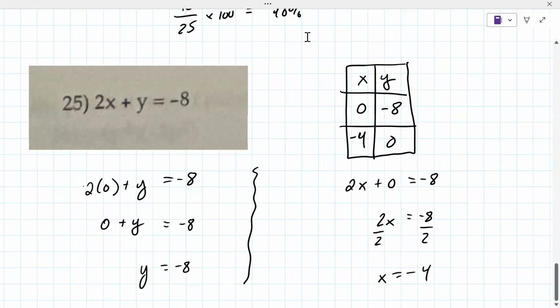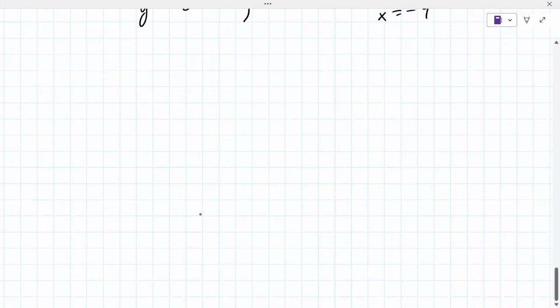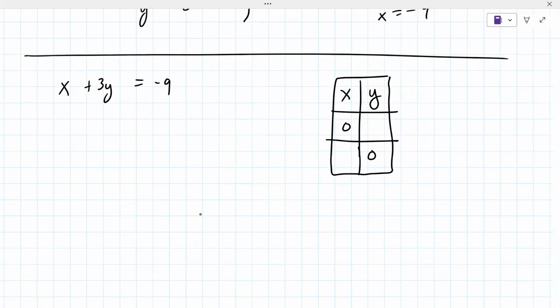Okay. So let me give you another one like this because this table thing could help, but you are right. You are solving two equations. Okay, let me know when you get this down. So let's go x plus 3y equals -9. So it's kind of two things. You're putting 0 in for X, 0 in for Y, and solving for the other letter. So it's slightly different than the previous one, but give that a try, please.